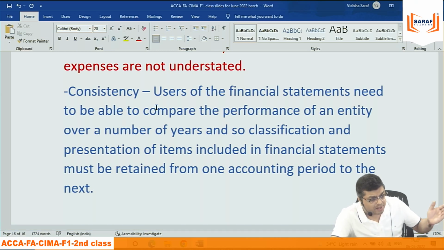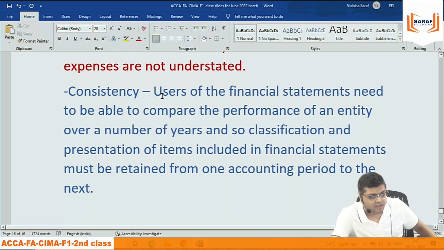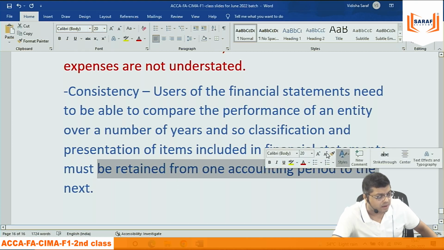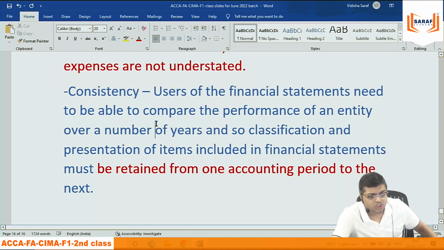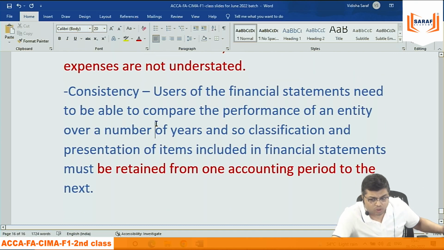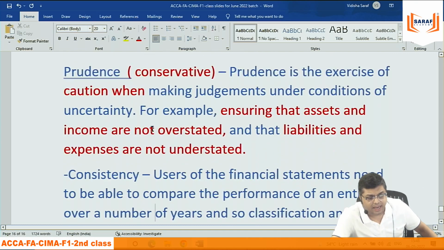Otherwise, nobody will be able to compare your records from one year to another year. So if an investor or anybody, how will they compare your financials, how will they take informed decisions? They can't. Users of financial statements need to be able to compare the performance of an entity over a number of years. So classification and presentation of items included must remain the same from one accounting period to another. You have to keep them the same, you should not change them. Policy should not be changed. There are rules where the policy can change, we will discuss. But generally you should not change the policy.